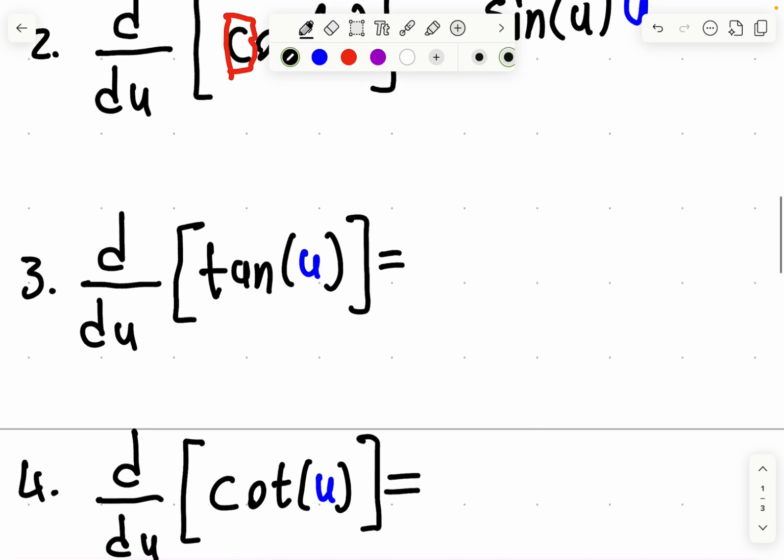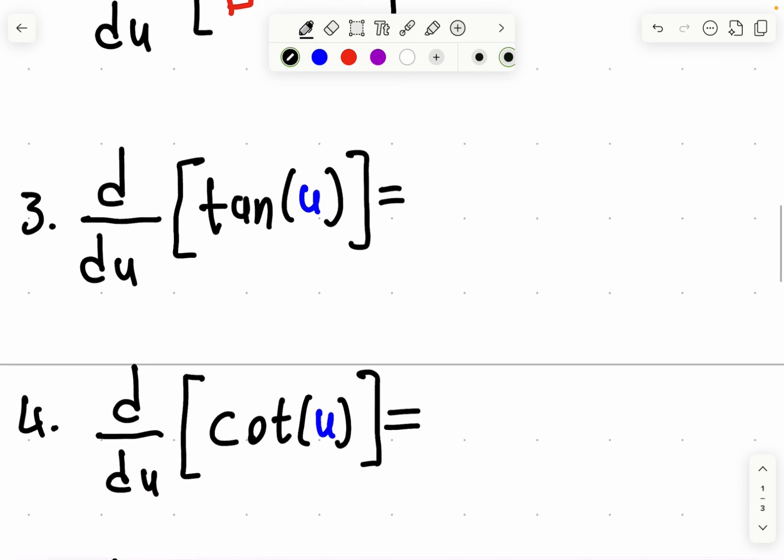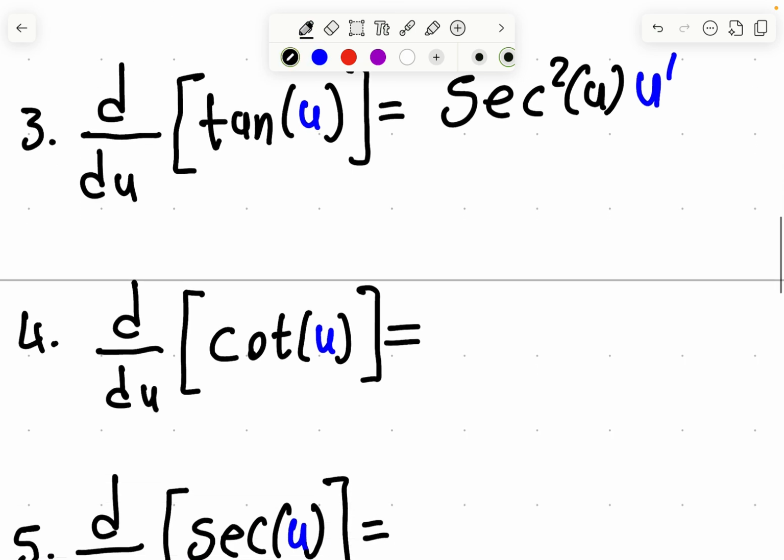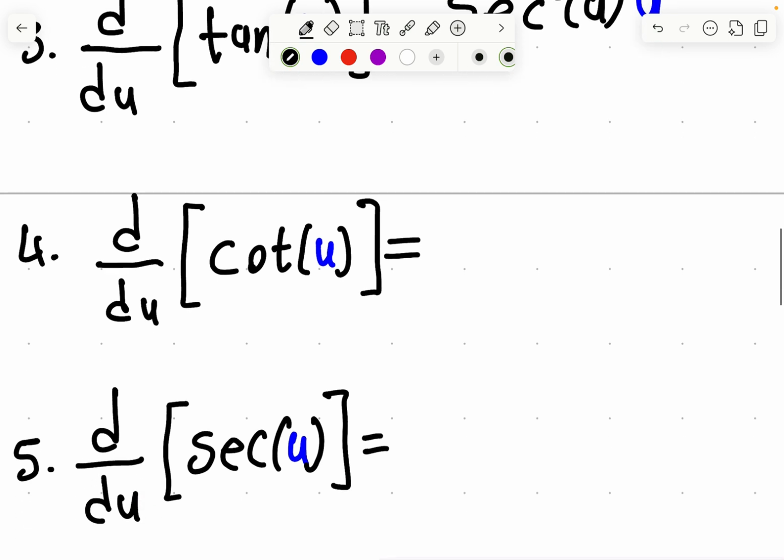So now let's go to the derivative of tan u. The derivative of tan u is simply sec squared u multiplied by u prime. Understand? So let's go to cot. What is the derivative of cot?